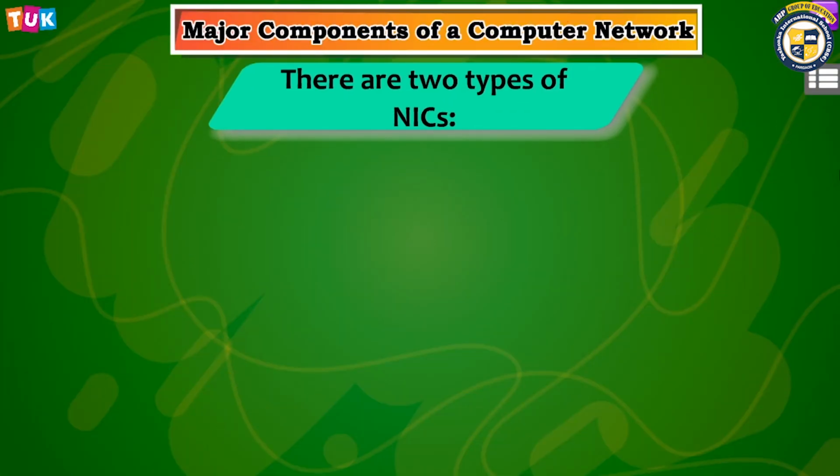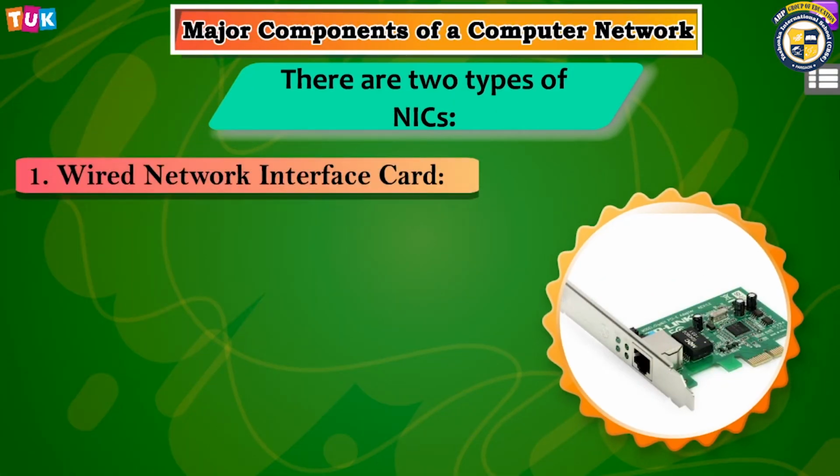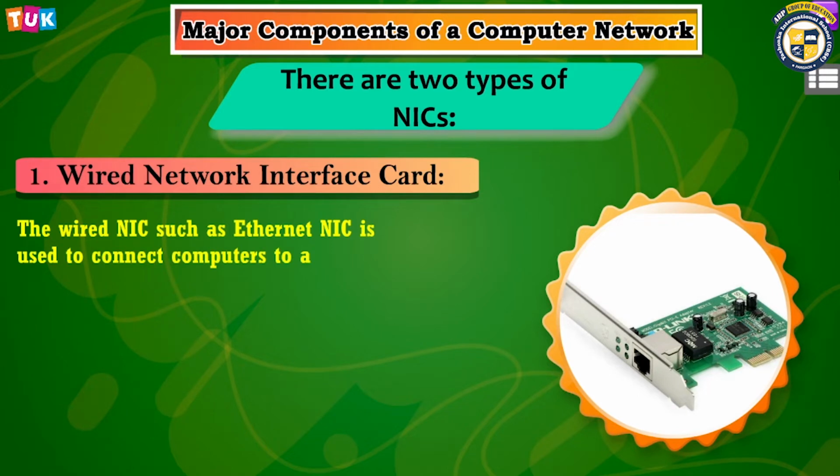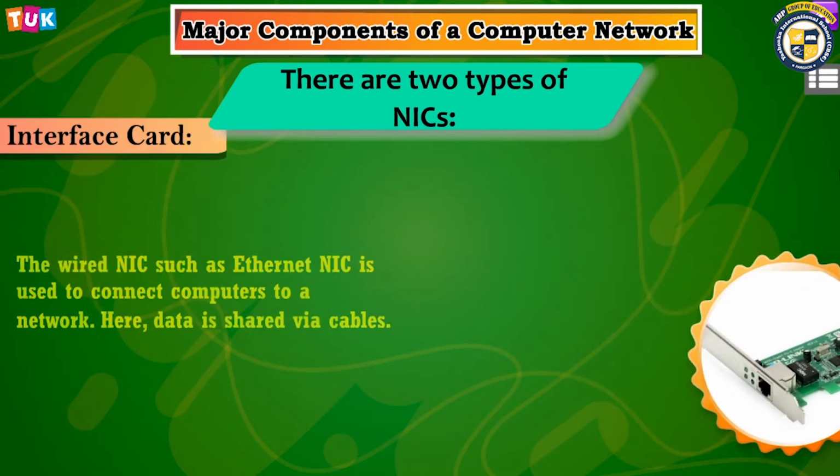There are two types of NICs: Wired Network Interface Card. The wired NIC, such as Ethernet NIC, is used to connect computers to a network. Here, data is shared via cables.